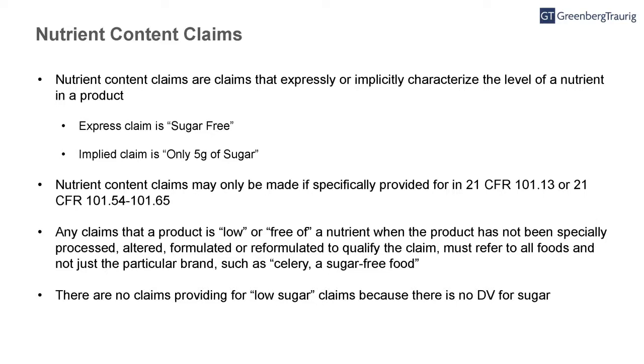Any claims that a product is low or free of a nutrient when the product has not been specially processed, altered, formulated, or reformulated to qualify the claim must refer to all foods and not just the particular brand. So for example, if you made a claim that your celery has 0 grams of sugar, no celery contains sugar. So you would have to provide an additional disclosure that indicates celery is a sugar-free food. Interestingly, there are actually no claims that allow for low sugar claims because there is no accepted daily value for sugar. So there's no baseline to make a statement that it contains low sugar or not.